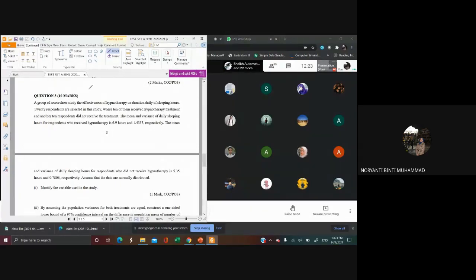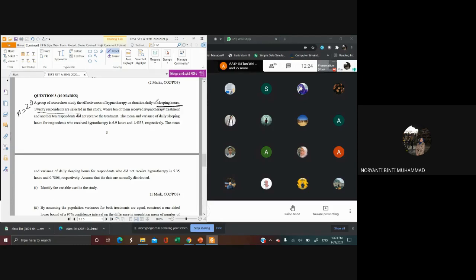A group of researchers study the effectiveness of hypnotherapy on duration daily of sleeping hours. From the first sentence, you can see the variable actually: duration daily of sleeping hours. And then 20 respondents are selected. So n is equal to 20, small n, sample, where 10 of them received therapy treatment and another 10 respondents did not receive the treatment.